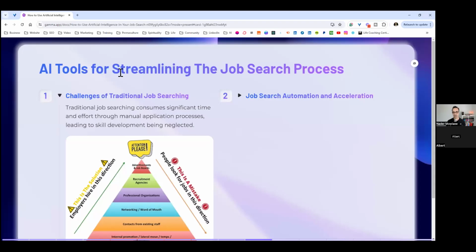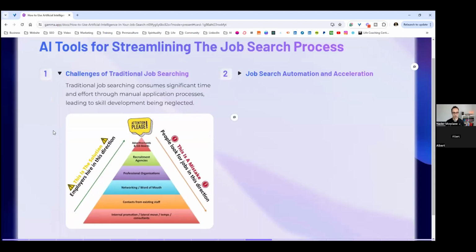Moving on to streamlining the job search process. For you to understand why we need to streamline it, you need to first understand the challenges and the obstacles of the traditional job searching methodologies. This is a framework or a process I always talk about. You see this piece of content on my LinkedIn. It's sitting there on my LinkedIn profile all the time, and it addresses the mistake the average person makes when they go about looking for a job.